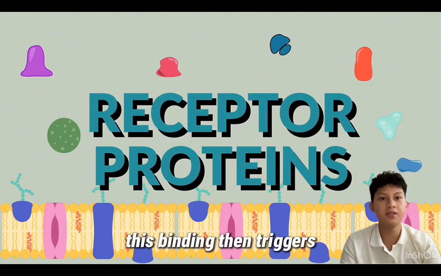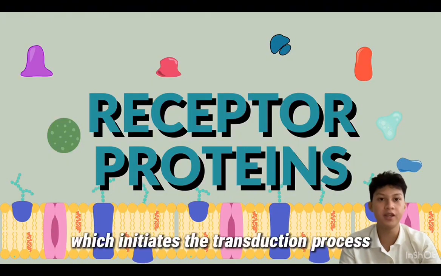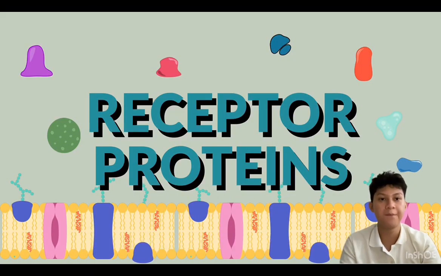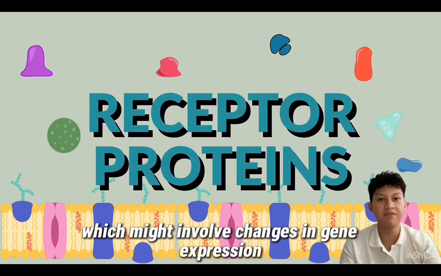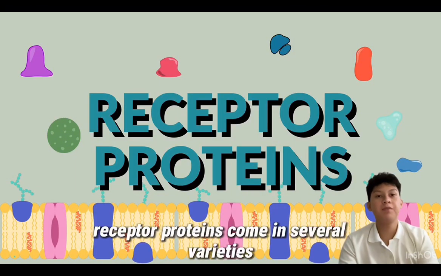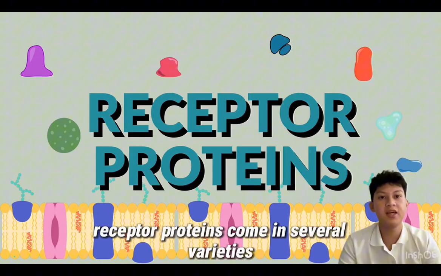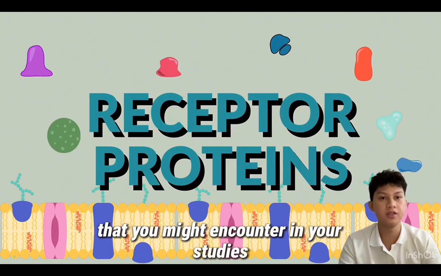This binding then triggers a conformational change in the receptor, which initiates the transduction process. Finally, this leads to a cellular response, which might involve changes in gene expression, enzyme activity, or ion channel opening. Receptor proteins come in several varieties, but let's focus on examples that you might encounter in your studies.